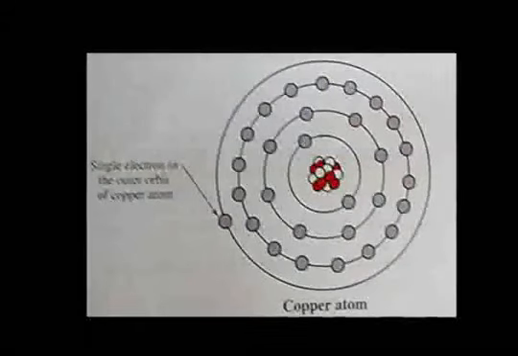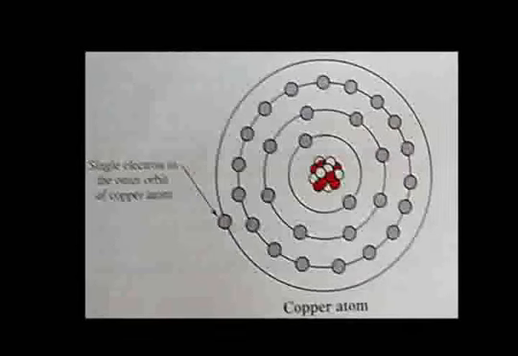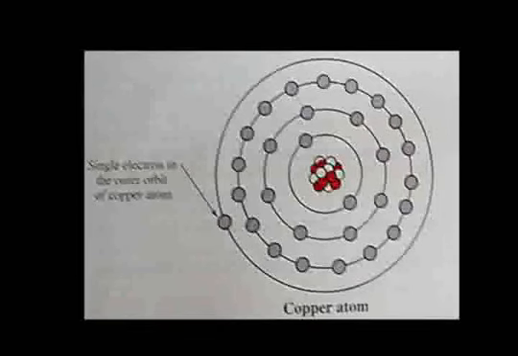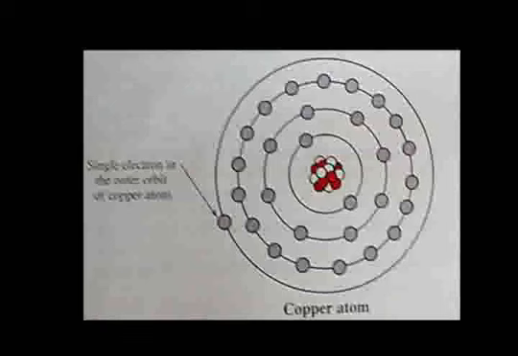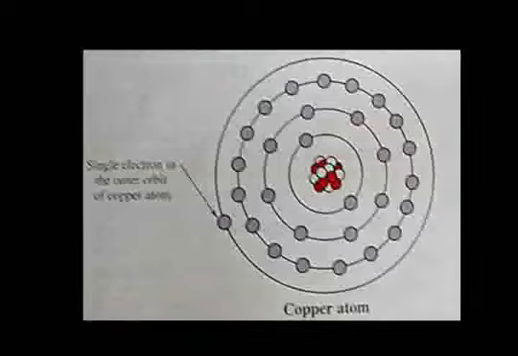Elements that do not readily give up an electron are insulators. Figure 1-15 is an illustration of the copper atom. Notice how this atom has only one electron in its outer orbit. This electron can easily be freed by an outside force. Copper is an excellent conductor of electricity.